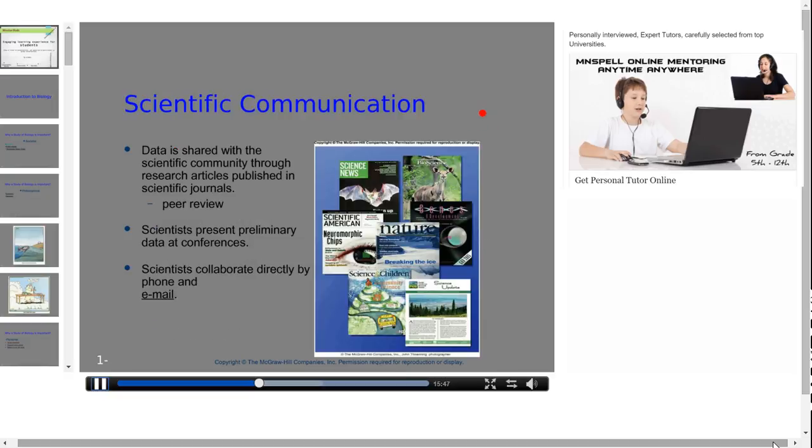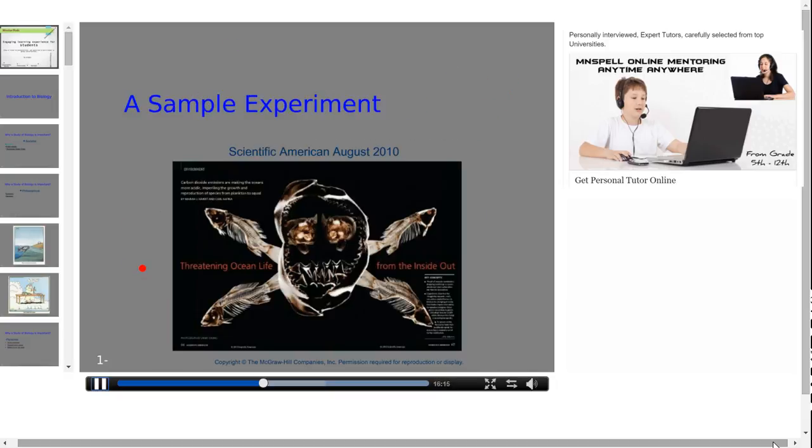Then there is scientific communication. If you have a series of experimental observations and data, it's important that you pass on the information which you have and share it with other people. For that, we have journals, articles and books where the scientific details are published and reviewed by other scientists and scholars.